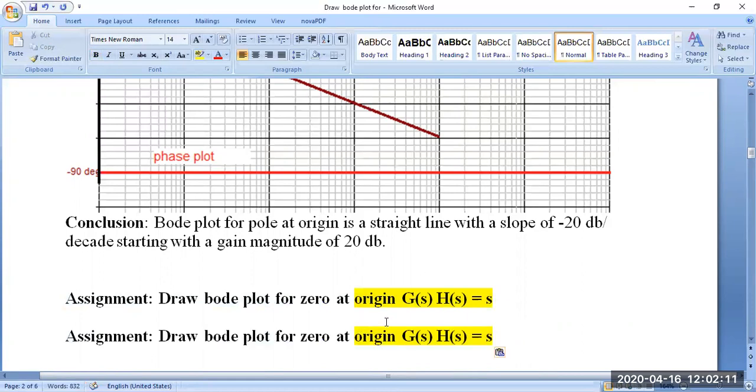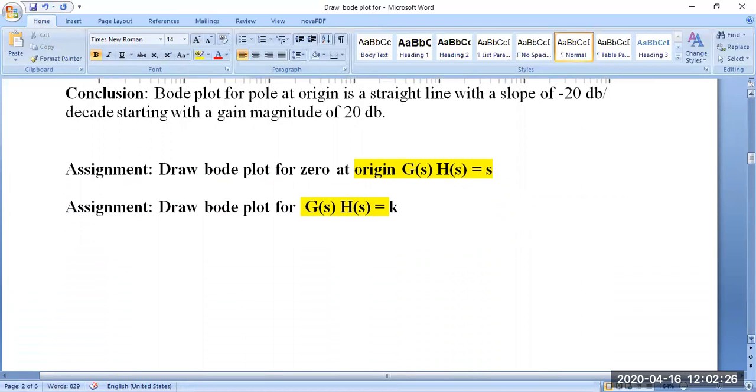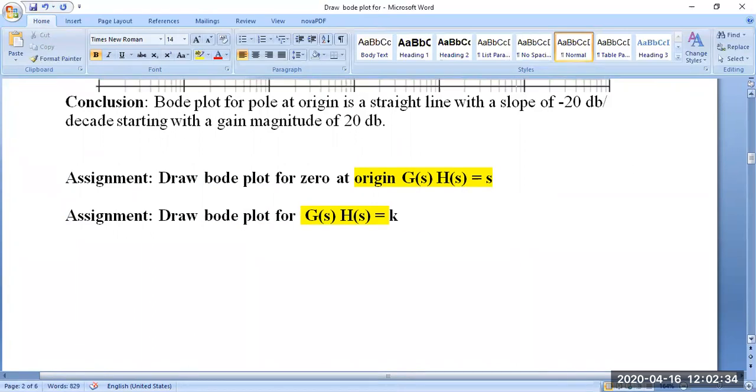Draw the Bode plot for a constant, for g of s into h of s equal to only k. Let k have any value. So g of s into h of s is equal to k. We have to draw these two Bode plots, the phase plot and the magnitude plot also.